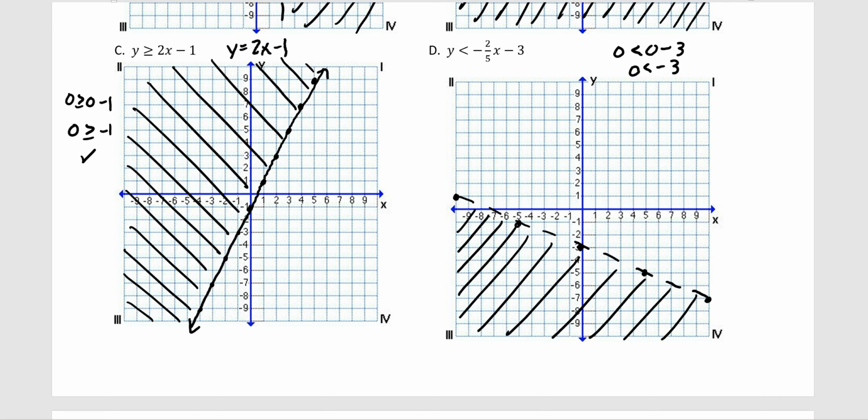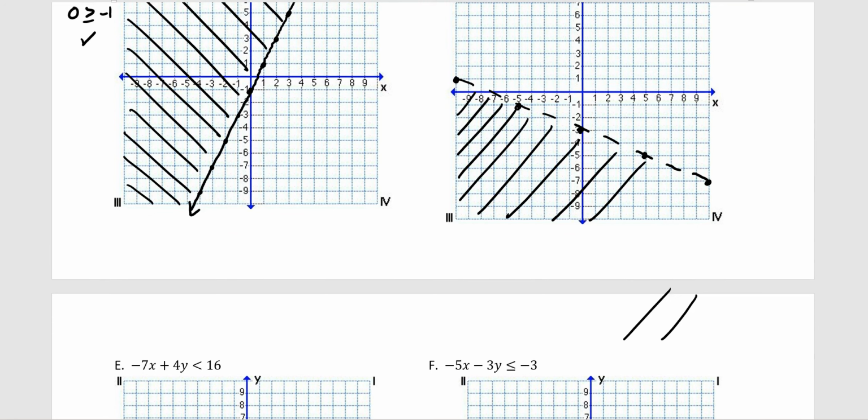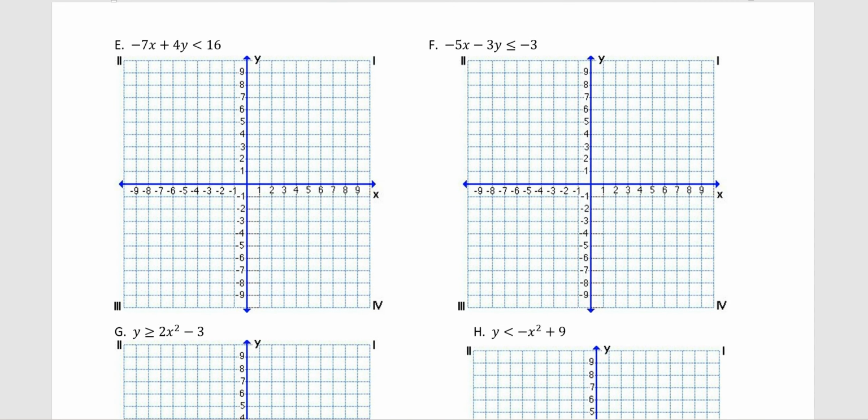Excellent. There's letter D. Why don't we go ahead and look at, oh, hello, those lines moved with me. Coming in hot. Let's finish these up. All right, so now let's go ahead and look at letter E and F.